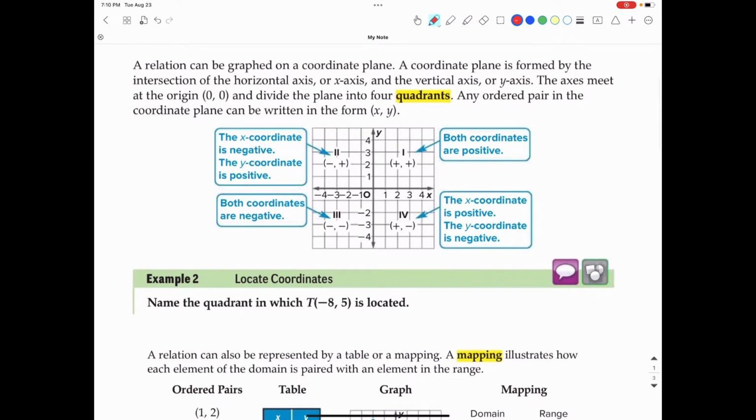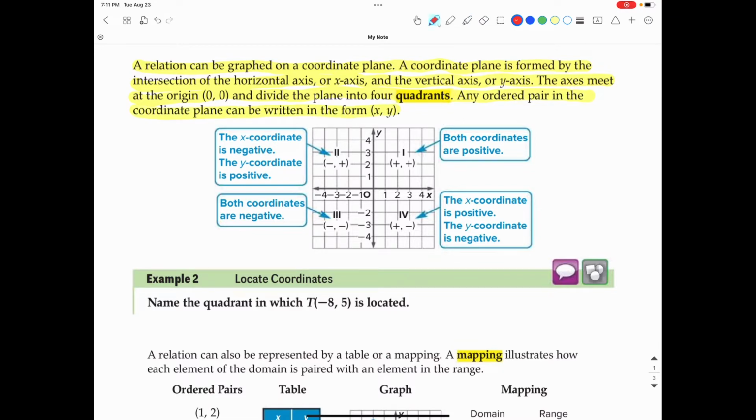A relation can be graphed on a coordinate plane. A coordinate plane is formed by the intersection of the horizontal axis, or x-axis, and the vertical axis, or y-axis. The axes meet at the origin 0, 0 and divide the plane into 4 quadrants. Any ordered pair in the coordinate plane can be written in the form of x, y.